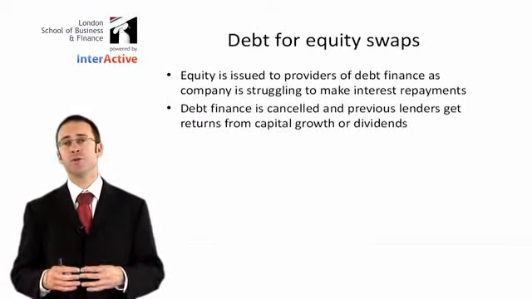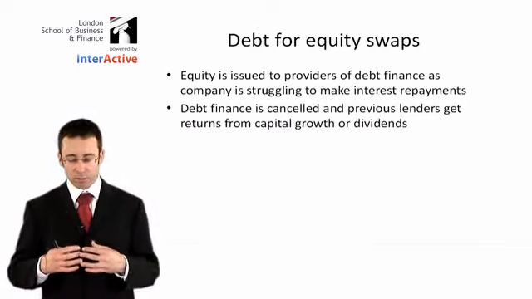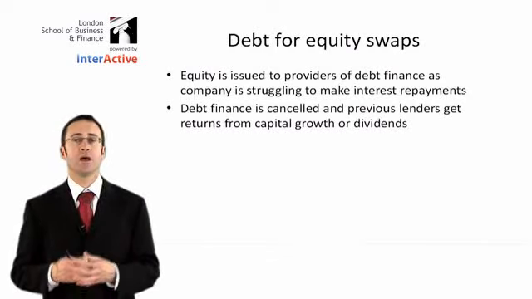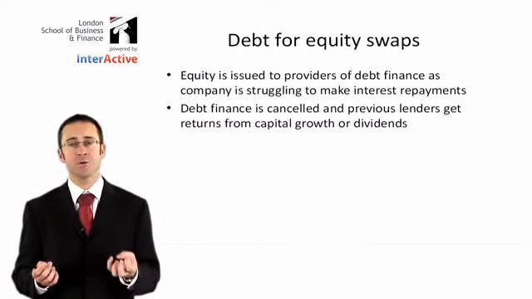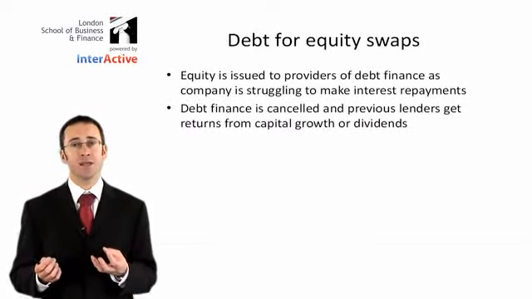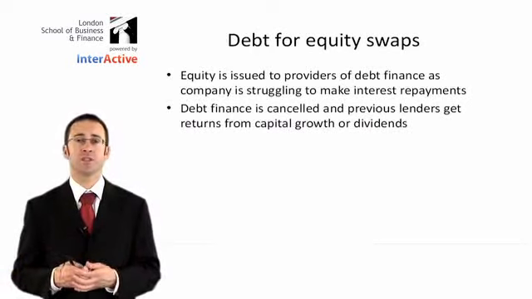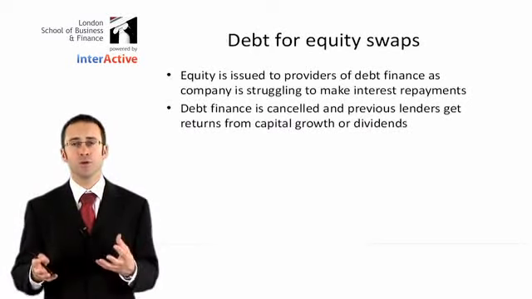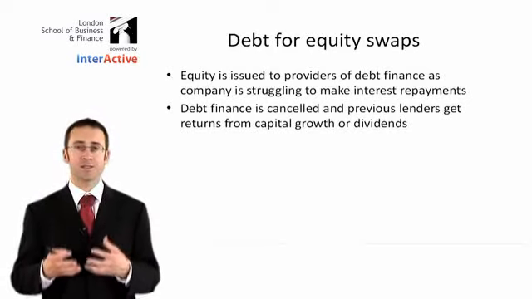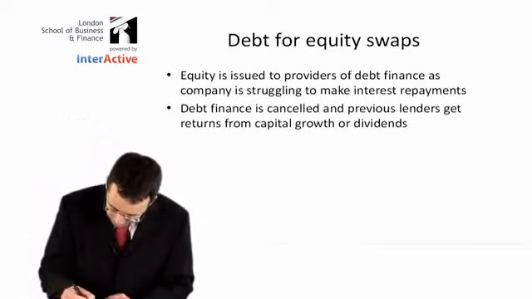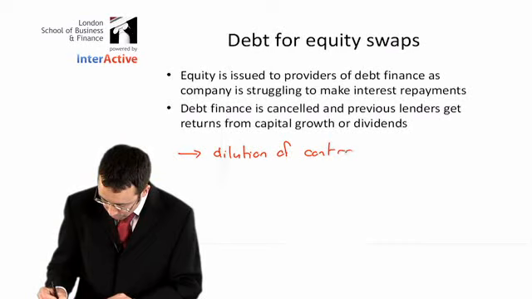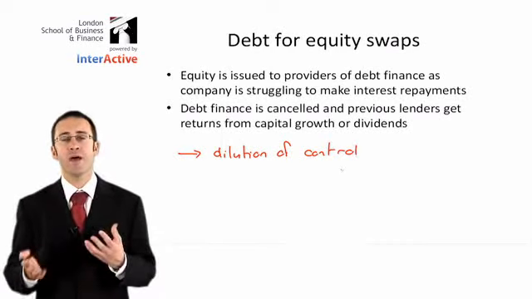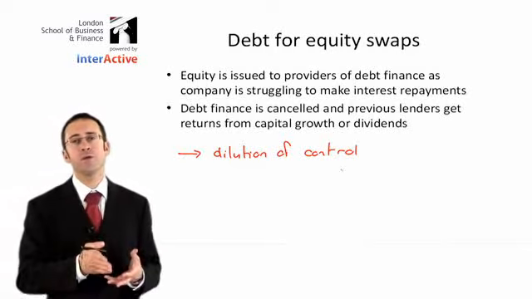So what you can do is approach the debt holders. You can approach the banks or the investors. And what you can do is enter into a debt for equity swap. So what will happen is that the debt will be cleared. However, when the debt is cleared, it's cancelled and you give shares to the debt holders instead. Now that's good from the company's perspective because it no longer needs to meet the interest payments. However, the shareholders in the company do suffer a dilution of control.